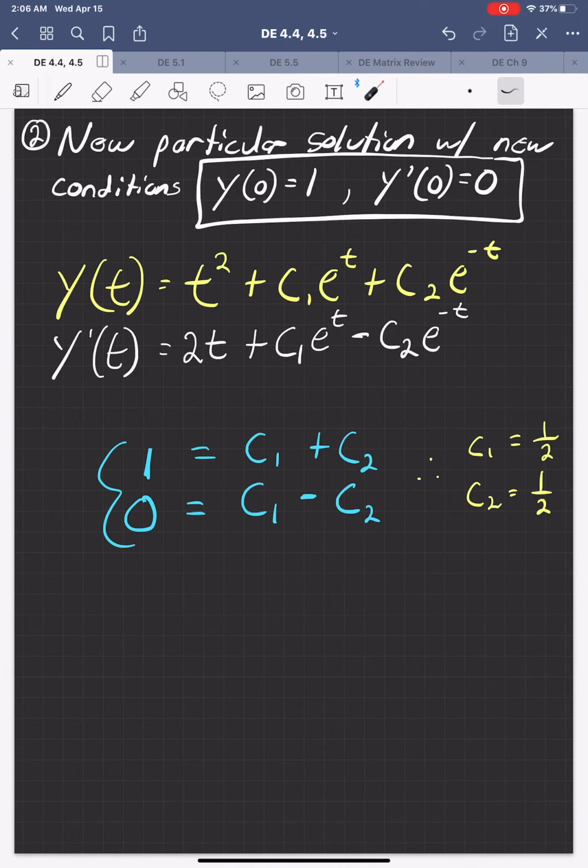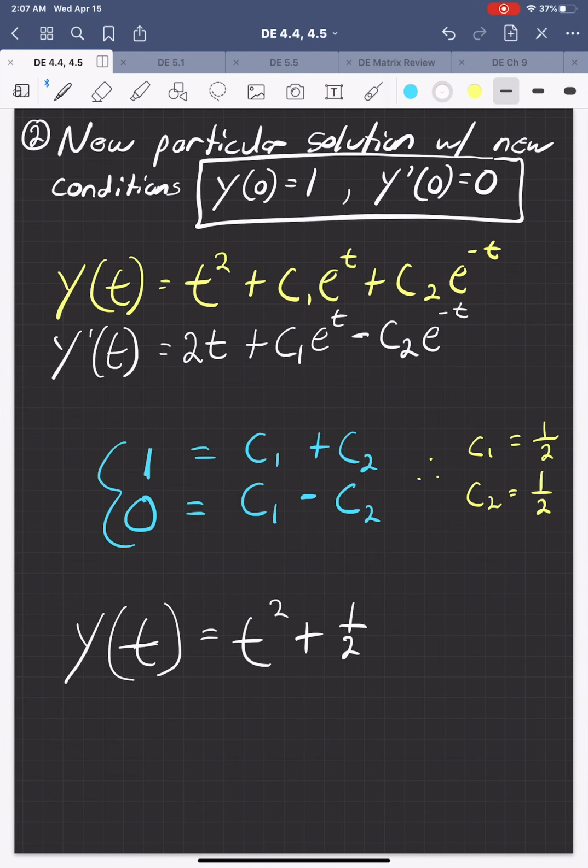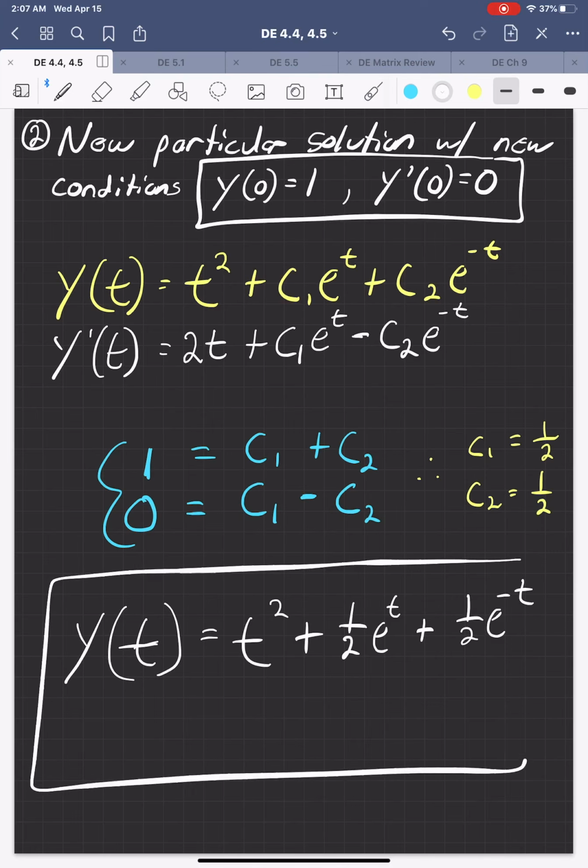Okay, so do not stop here. Your goal is to take this information and plug it into the general solution so that you have a particular solution. So the particular solution is going to be t squared plus half e to the t plus half e to the negative t. That is the new particular solution.